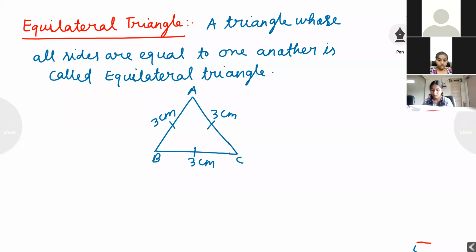Note down. A triangle whose all sides are equal to one another is called an equilateral triangle. Next key heading, isosceles triangle.